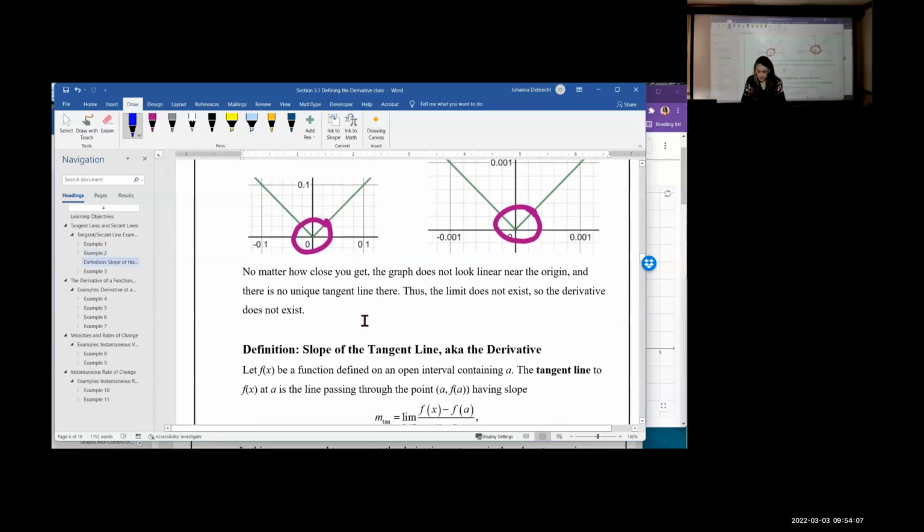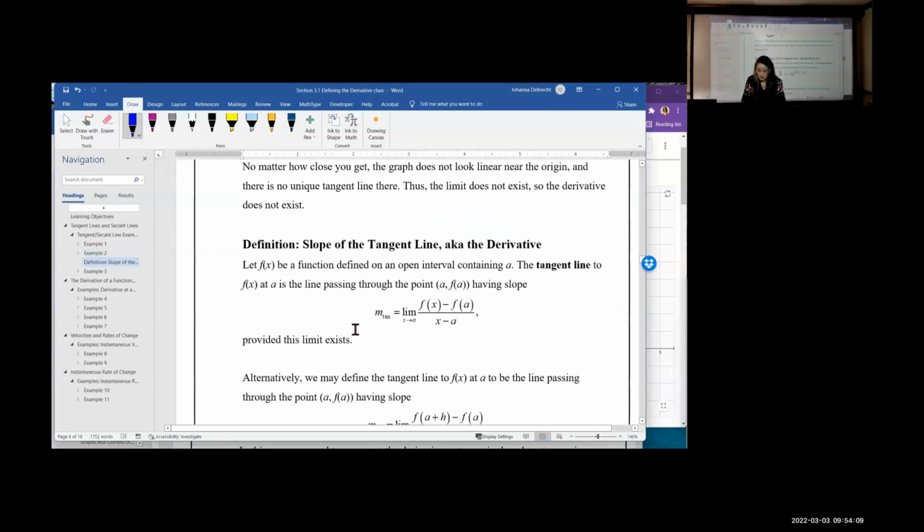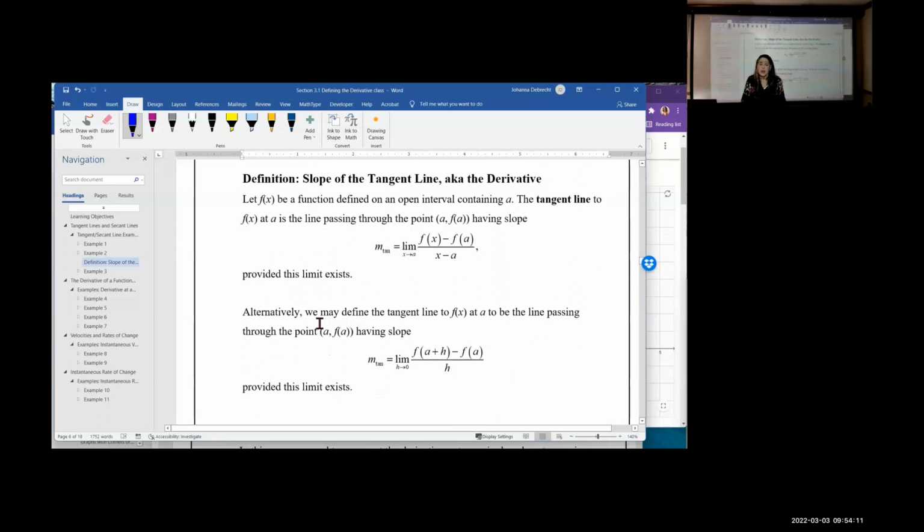So that's the reason why there is no limit there at that point. The limit will not exist because it's a sharp corner. There's no unique tangent line at that point. So that's one of the first things that we learn. There are no derivatives at corners. You cannot balance a tangent line on a corner. So there are no derivatives at corners. The limit does not exist.